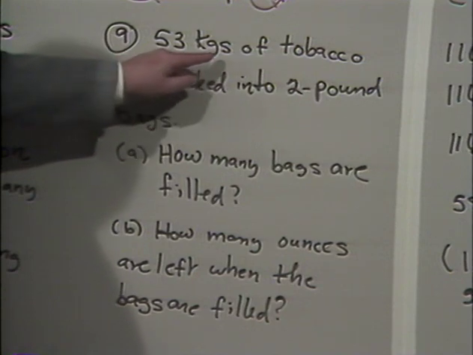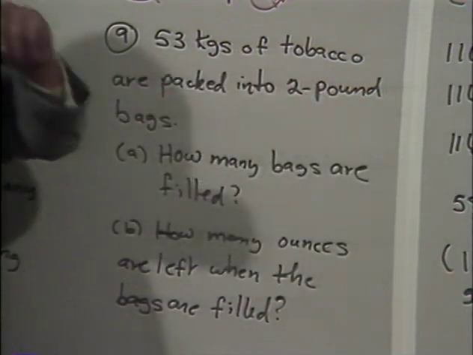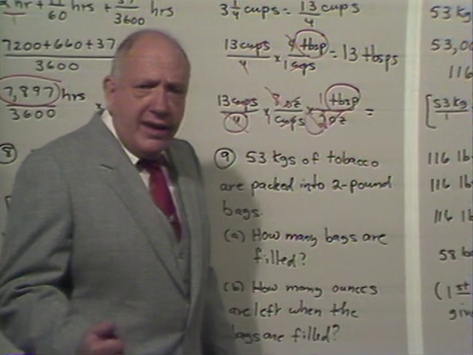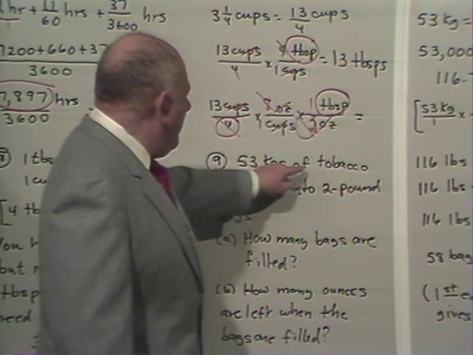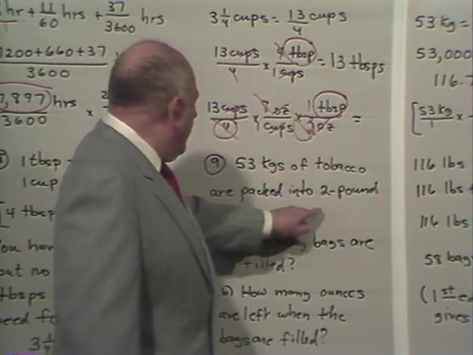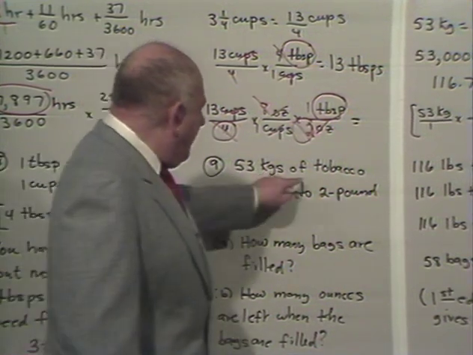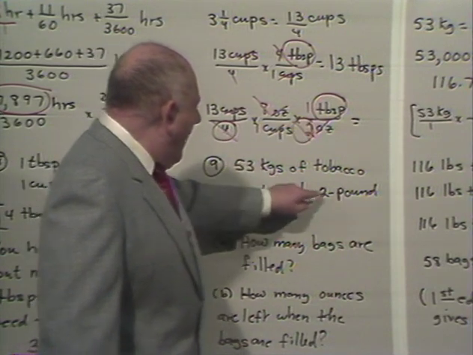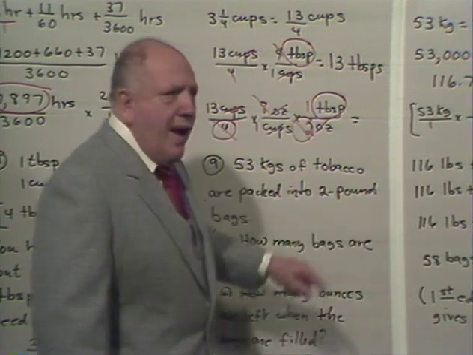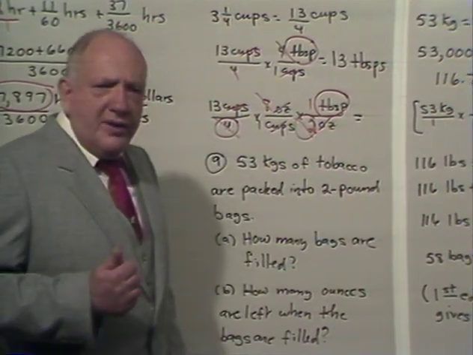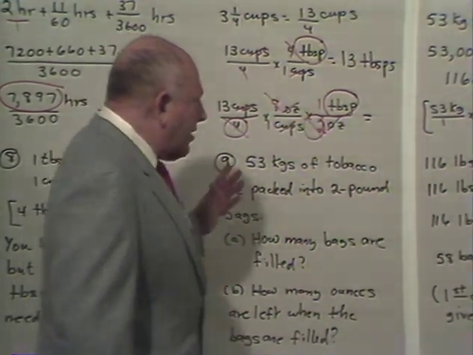You see, if this had been 53 pounds, all you'd have to do is what? Divide the 53 pounds by the 2 pounds. You see, when the labels are the same, they cancel when you do division. You follow the argument here? If this had said 53 kilos of tobacco are packed into 2-kilo bags, then you would still divide what? The 53 by the 2. But since you have different labels here, 53 divided by 2 would be 26 and a half. But kilograms divided by pounds would still leave you with a label of kilograms per pound. It wouldn't cancel.